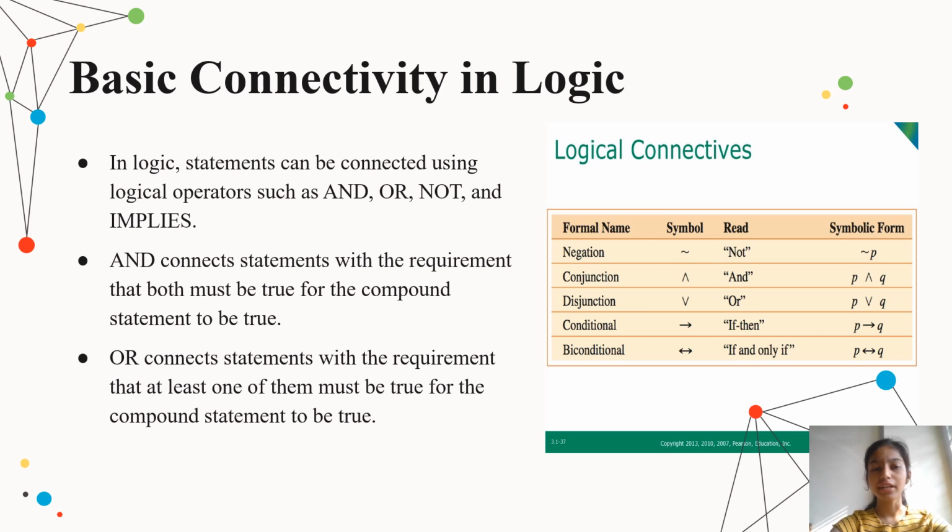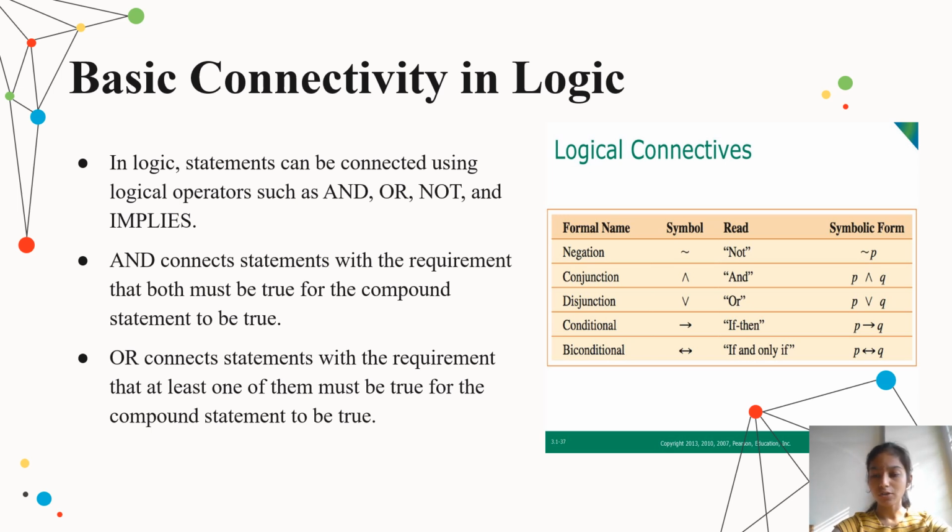Basic connectives in logic. In logic, statements can be connected using logical operators such as and, or, not, and implies. And connects statements with the requirement that both must be true for the compound statement to be true. Or connects the statements with the requirement that at least one of them must be true for the compound statement to be true.